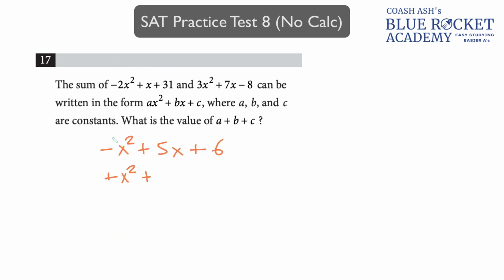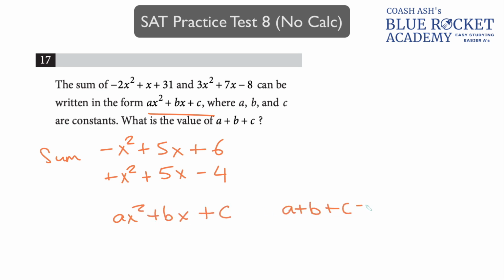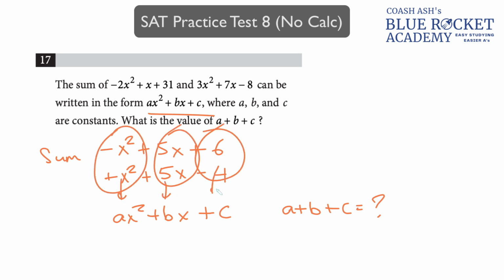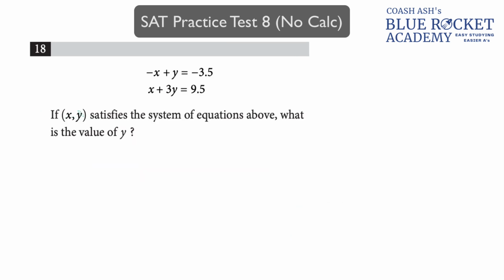Now you try this problem. You've got this one equation over here, and then the other expression over here is x squared plus another 5x minus 4. So what is the sum of these two? And if it's written as ax squared plus bx plus c, then what is the value of a plus b plus c? I think this will really help you understand this problem. Add this, add this, add this, compare it to these values, and then again add it, and you'll get your answer.